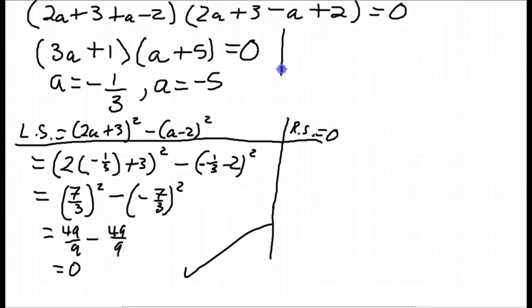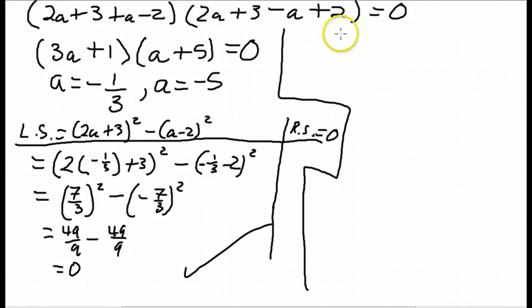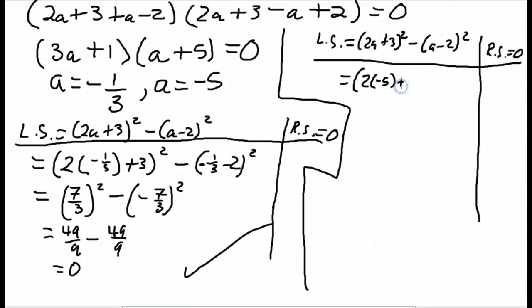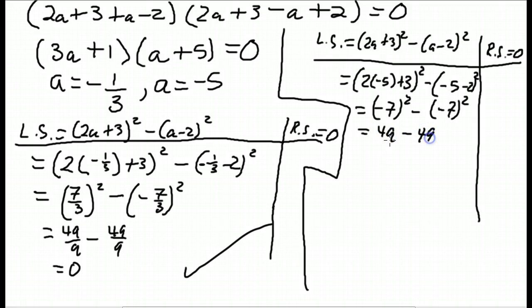Run out of space, so let's just squeeze that over here. Left side equals (2a plus 3) squared minus (a minus 2) squared. And the right side, this is your T table, right? Looks like a T. Right side is equal to 0. Now we substitute wherever we see a, we're putting in negative 5. And watch your signs. 2 times negative 5 is negative 10, plus 3 is negative 7, quantity squared, minus negative 7, quantity squared, which we could see is going to be 0, since we're squaring. 49 minus 49 is 0.